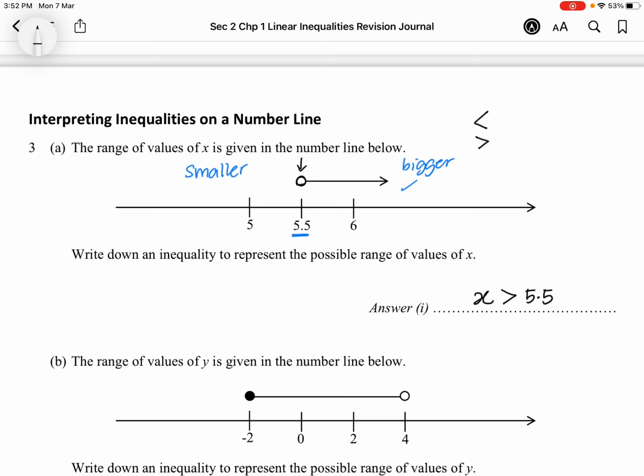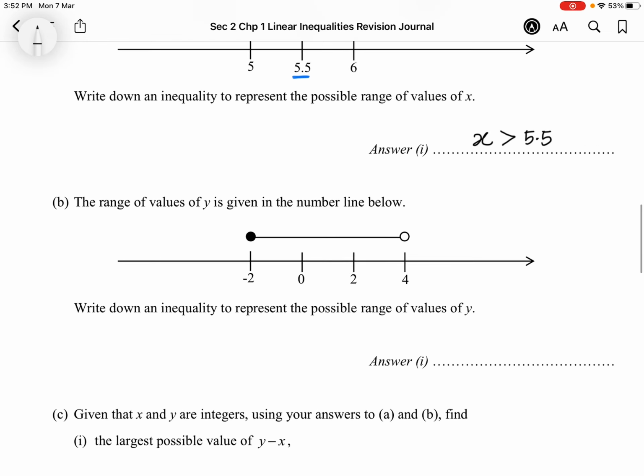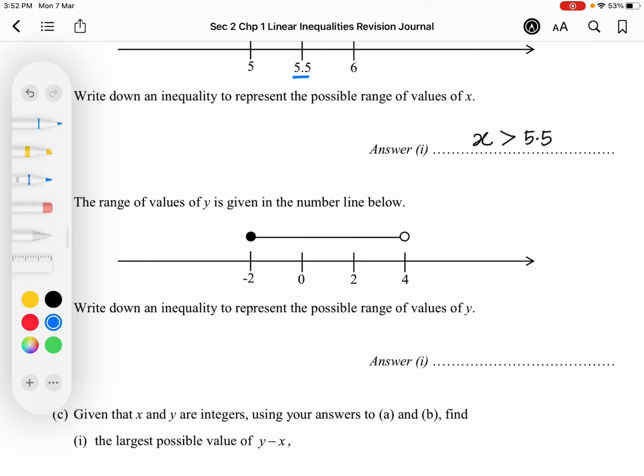Now let's look at part B. What do you think if we were to have this kind of inequality? You notice that my values are in between two values, in between -2 and 4. That means the x values are in between two ends, the -2 and the 4. Therefore x definitely must be greater than -2, smaller than 4.